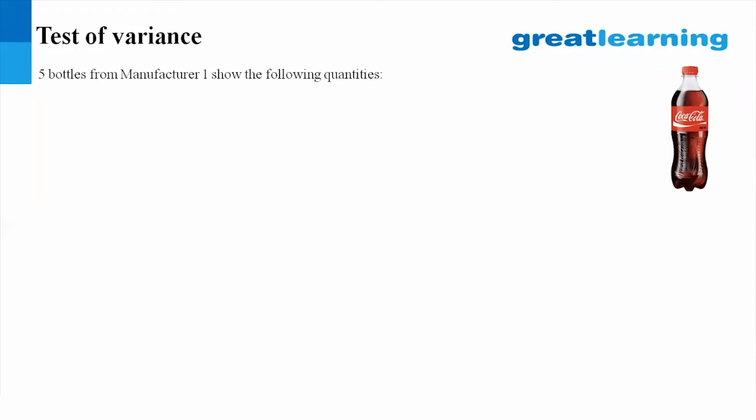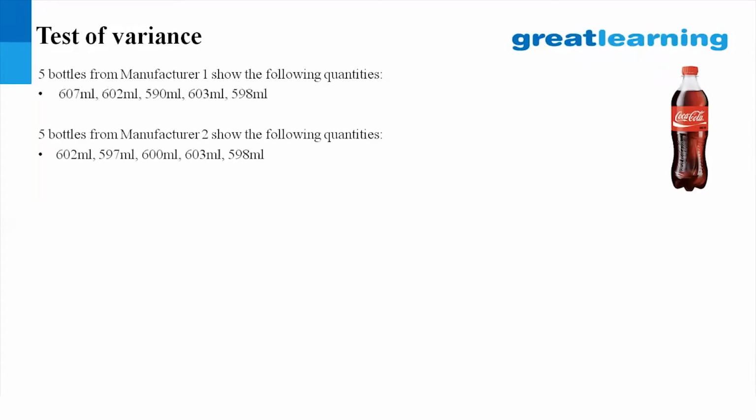So you have 5 bottles from 2 manufacturers, and they are showing the following quantities. You took 5 bottles from manufacturer 1, and they showed the following quantities of 607, 602, 590, 603, and 598 ml. From manufacturer 2, they showed the following quantities: 602, 597, 600, 603, and 598 ml. So you've taken 5 samples from 2 manufacturers, and these are the volumes that have been calculated for 5 bottles.